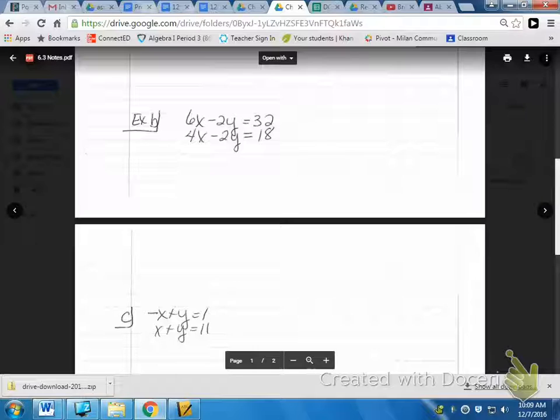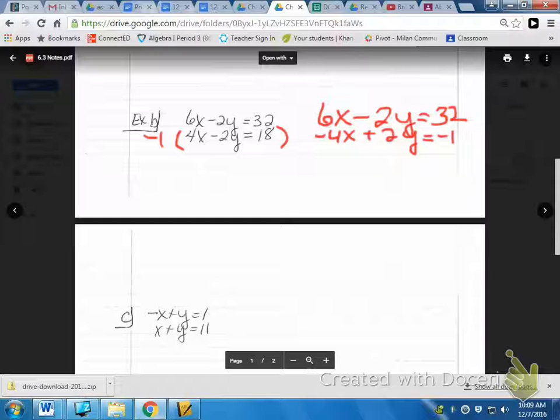What could change a negative 2y into a positive 2y, Avery? Yeah, multiplied by negative, what? Negative 1. Let's just go ahead and multiply that bottom one times -1. So my top one, go ahead and write 6x minus 2y equals 32. And basically the bottom one's going to change every sign, isn't it? -4x plus 2y equals -18.